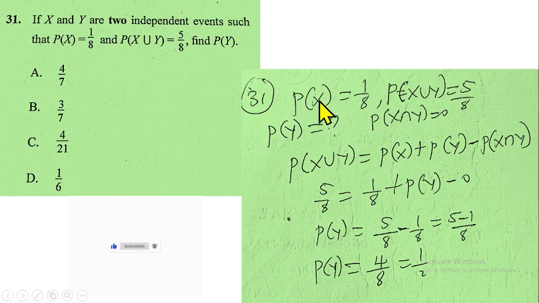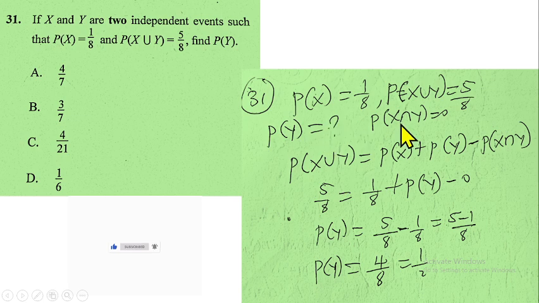So we have probability of S is 1 over 8, probability of S union Y is 5 over 8. Probability of Y is what you are looking for. Then probability of S intersection Y is equal to 0, because they are two independent events rather. So using the rule for this, we have probability of S union Y equals probability of S plus probability of Y minus probability of S intersection Y.